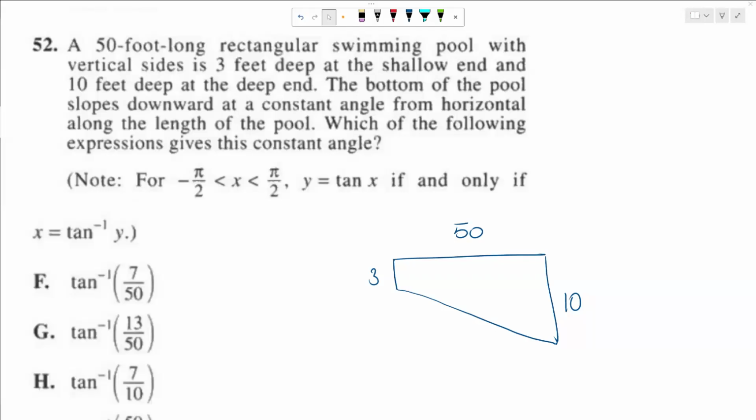Basically it's asking how to find the angle. Which of the following expressions gives this constant angle going downwards? We're talking about this angle basically.